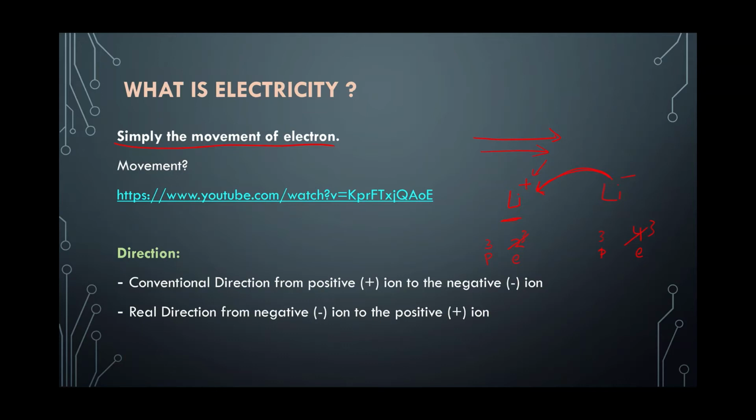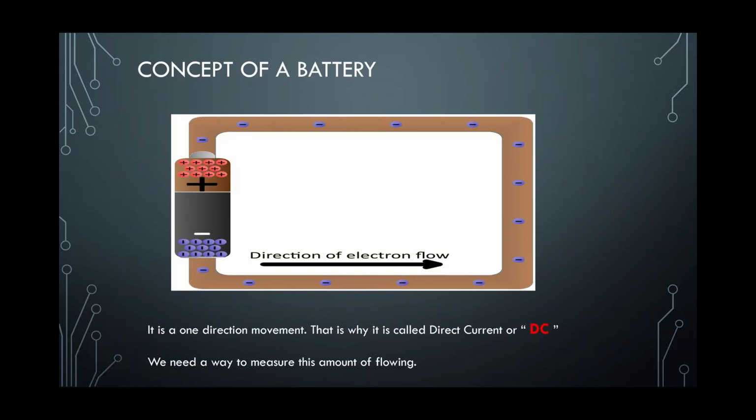But what we are going to use, to make it easy, is we will assume that the movement is from the positive to the negative. We'll just reverse the direction, while the real direction is from negative to the positive. So from that concept, we can think of the battery. What is a battery? A battery is the same thing.